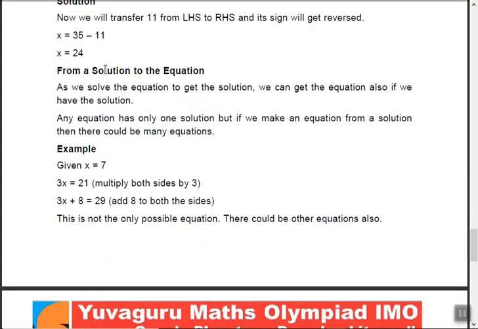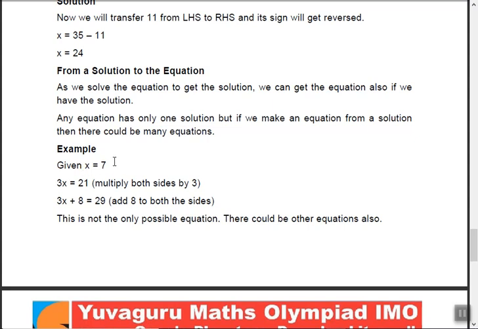Next is forming an equation from a solution. It means we are moving in the opposite direction now. Earlier we had one equation and we got one solution, the value of x. Now we have the value of x, and we are going in the reverse direction. Here there are many equations possible. For example, let's see this, x equals 7.